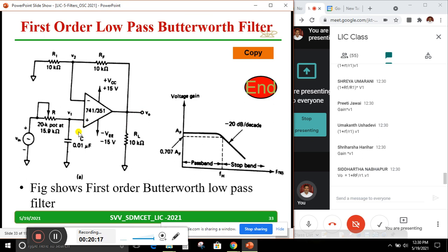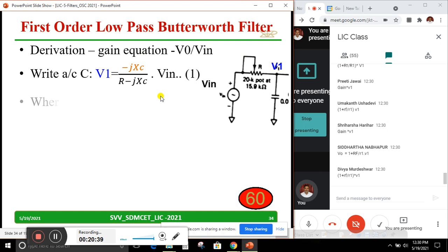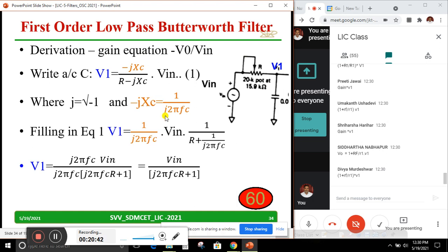That time nothing was there here. Directly I was applying V in here only. When I directly apply V in here, automatically 1 plus Rf by R1 into V in we used to take. But now I am not applying directly. So the voltage whatever is there at the non-inverting terminal, that should be taken, then into the gain. And the same thing I am going to show you now in the next slide.